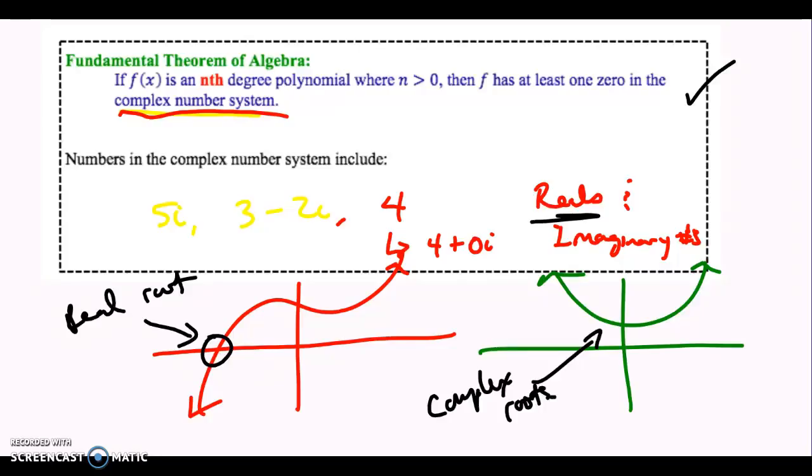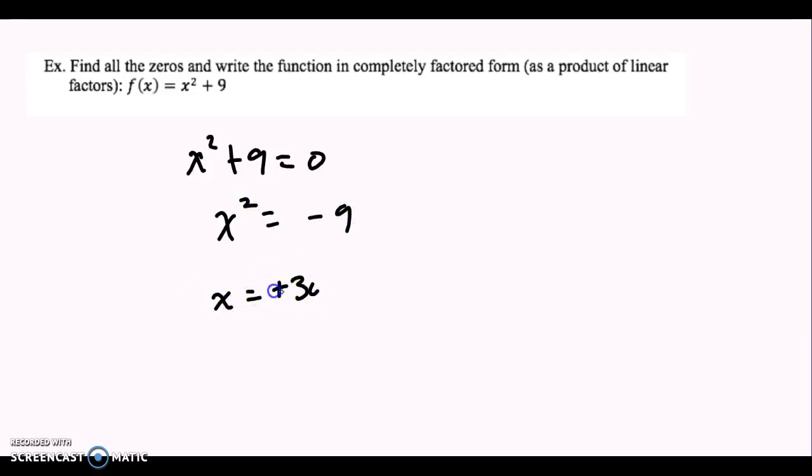So let's try a problem. We want to find all zeros and write the function in completely factored form as a product of linear factors, with f of x equals x squared plus 9. Well, this one is not going to be that bad. You should have already solved this before I even finish, because this was an okay problem for us to deal with. Here are our zeros. So we got all the zeros.